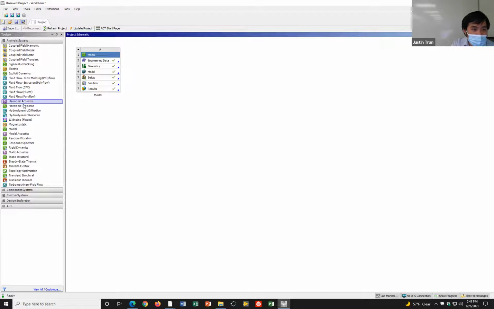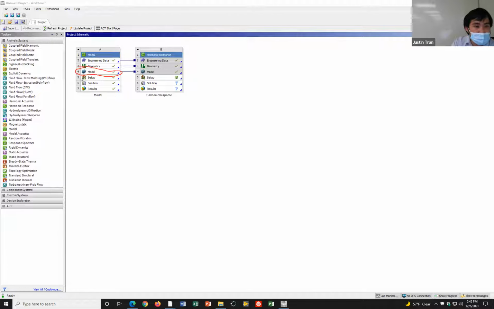Instead of linking the harmonic response to the modal solution, what we're going to do is just link the geometry and the mesh. So when you click on harmonic response, you're going to drag it on top of model right here. Don't drag it on top of solution, because that's going to cause an error. The only thing we want to link between the harmonic response and the modal is just the geometry and just the mesh. So I'm going to go ahead and double click on setup, and this is going to open up Ansys Mechanical again.